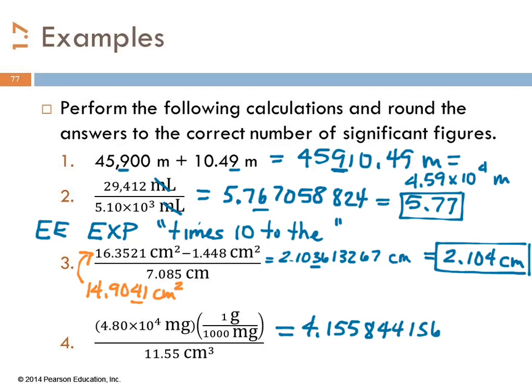Next, let's look at the units. What's happening up here with the milligrams? They're going to cancel out. And so in the numerator we have grams. In the denominator we have cubic centimeters. So this is going to be grams per cubic centimeter.